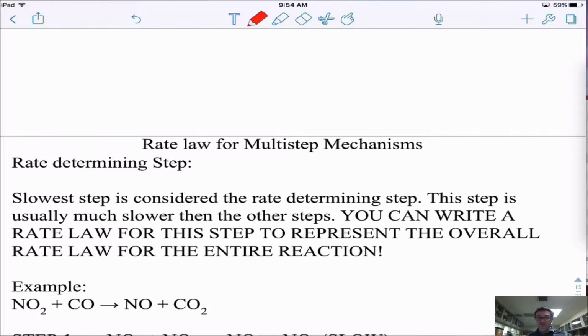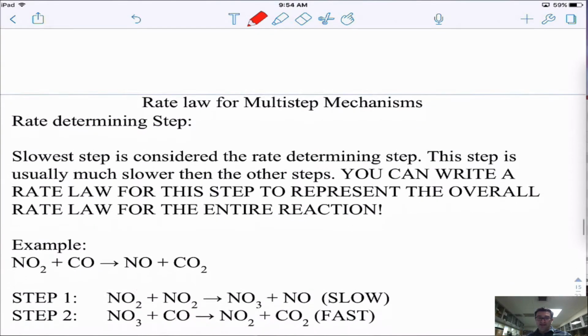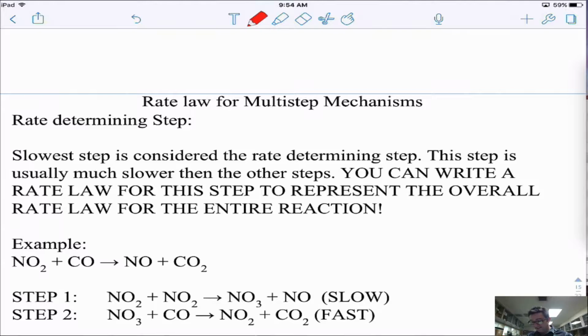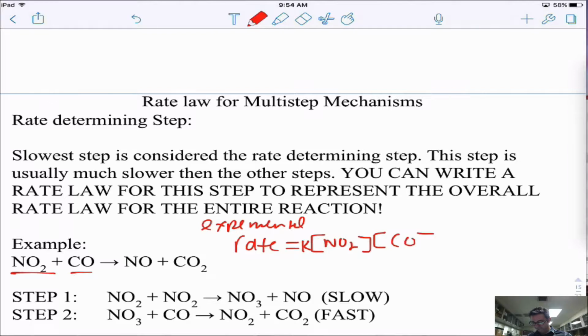Let's say that I do a rate law experiment and I come up with an overall rate law for something. I did this experiment with NO2 and CO. And the rate law that I came up with, and this is done by experiment, this is experimental, was rate equals k times NO2 times CO. Now this is my experimental rate law.